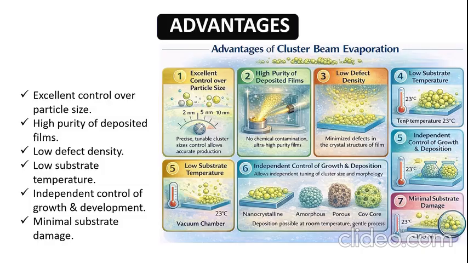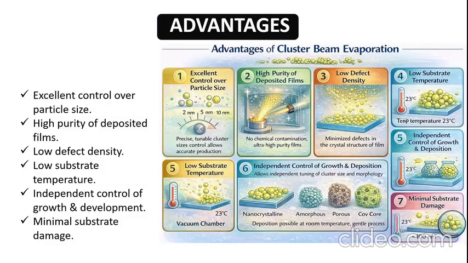And the next one is independent control of growth and development. As we have already seen, we are doing this entire process in two different chambers. One is the expansion chamber and the other one is the deposition chamber. So the cluster formation and the deposition on the substrate take place in two separate processes. So the growth and development of this substrate will be independent.